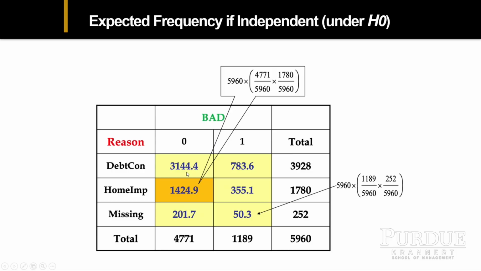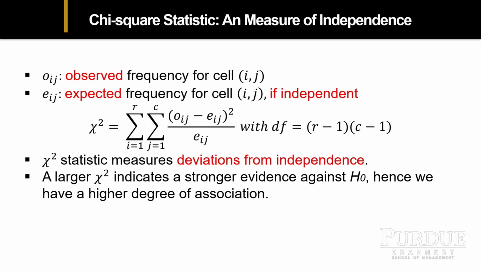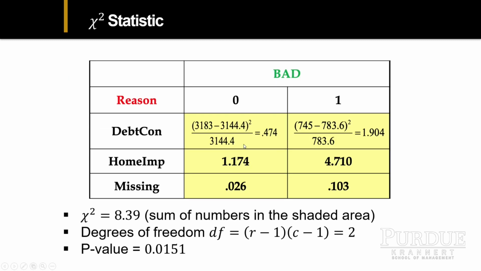Similarly, we can calculate the values for all the 6 entries. That's the expected frequency. After you calculate the expected frequency, you just plug it into the chi-square formula. We get the values: the chi-square contribution for the first entry, second entry, third, fourth, and so forth. Summing all these 6 cells, we get the final chi-square equal to 8.39.